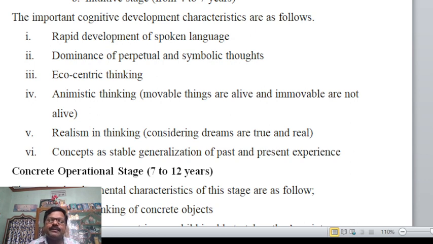Dominance of perceptual and symbolic thoughts. Symbolic thought will be developed at that time. Next, egocentric thinking will be developed. Very egocentric. This is a very peculiar stage. Egocentrism means what? This is mine. This doll is mine. This is mine, this is not others'.